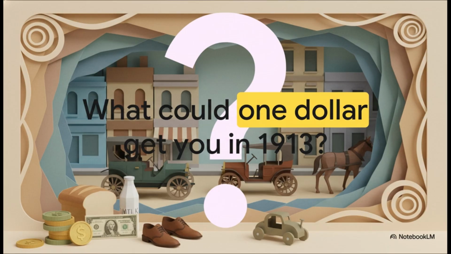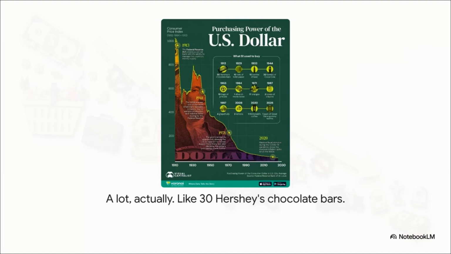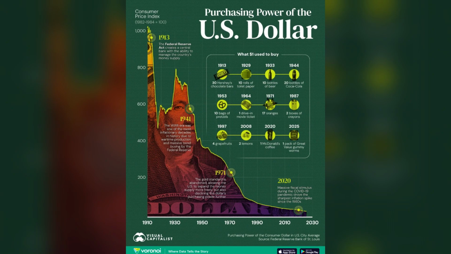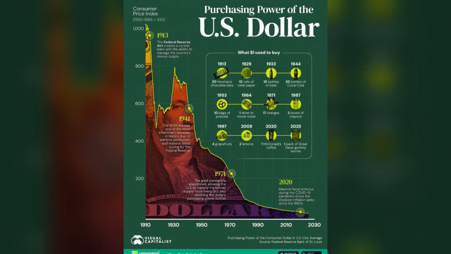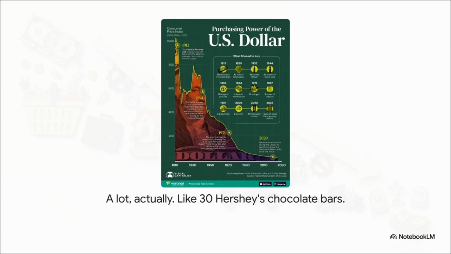Picture it. It's 1913, the year the Federal Reserve was born. What could one single dollar actually get you back then? Well, it turns out, a lot. Check this out. $1 could get you 30, that's 30, Hershey's chocolate bars. Can you even imagine that today?